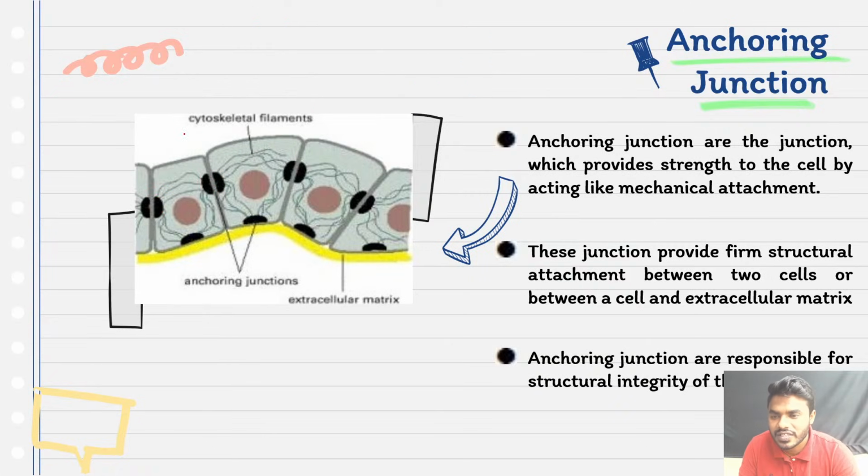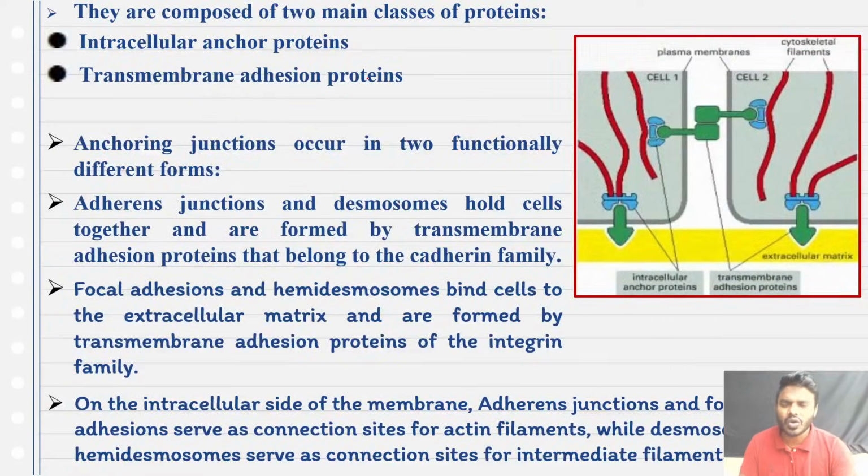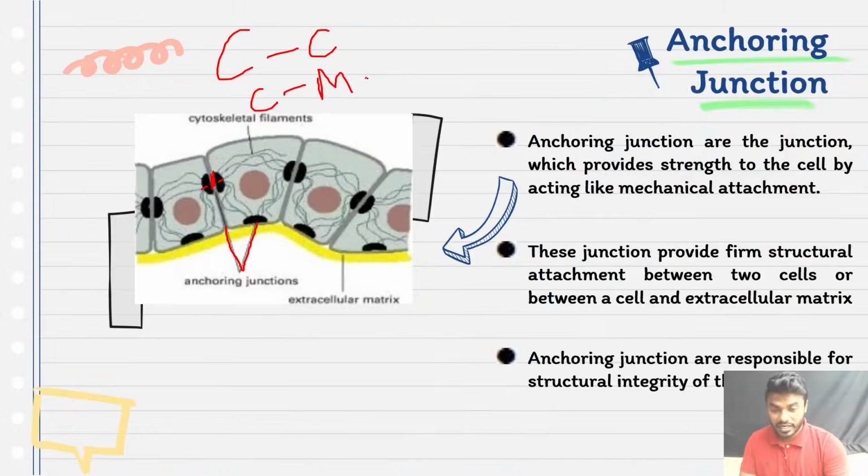One second, look into this. This is an anchoring junction present between two cells. Not only between cells, it is present between cell and matrix also. So tight junctions are present only between cell to cell. The anchoring junctions are present between cell to matrix. So friends, do not get confused. Listen to my statements without confusion. Here you will get a lot of confusion.